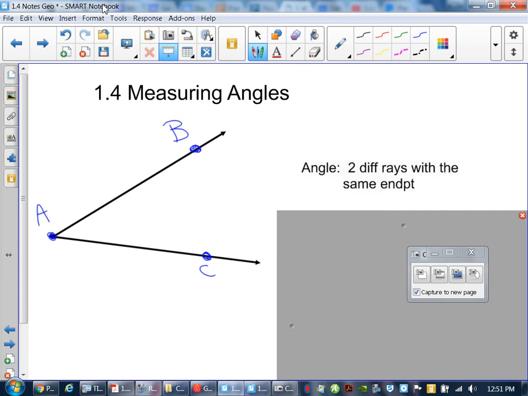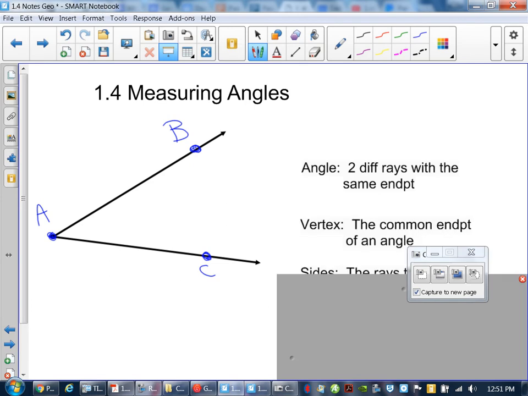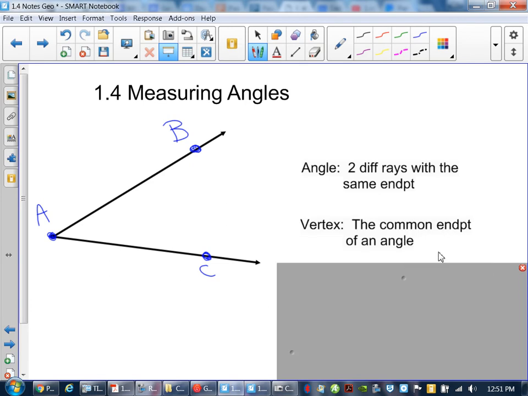So I have two rays that share the same common endpoint. What do you think that common endpoint is called? Vertex. Exactly. Again, that's nothing that you haven't seen before. You guys all know that a vertex is the common endpoint of an angle? A vertex is the common endpoint of an angle.